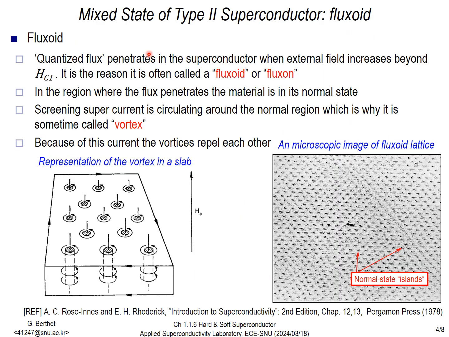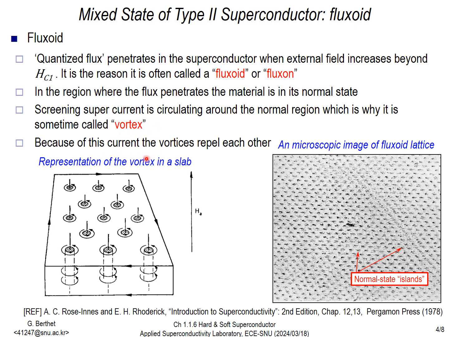The decrease in magnetization in the mixed state is due to the emergence of fluxoids. Fluxoids can be described through the following key points. Fluxoids are quantized flux that penetrates the superconductor when the applied magnetic field is higher than Hc1. The material is in its normal state inside the fluxoid. A screening current circulates around the normal region to maintain the diamagnetism of the superconducting region. That is why fluxoids are sometimes referred to as vortices.